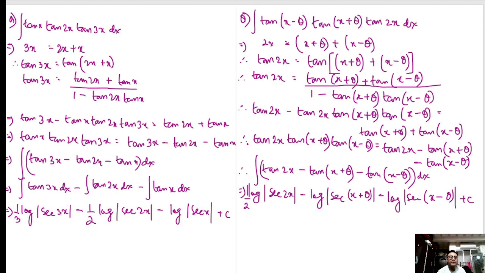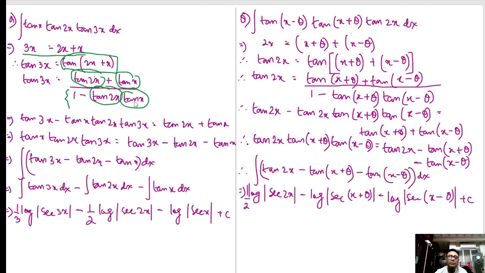So next sum is integration of tan x, tan 2x, tan 3x. Please watch the sum very carefully. There is a trick in the sum. We can write 3x as 2x plus x, applying tan on both sides. Now this is the tan A plus B formula. Tan A plus B is tan A plus tan B by 1 minus tan A tan B.